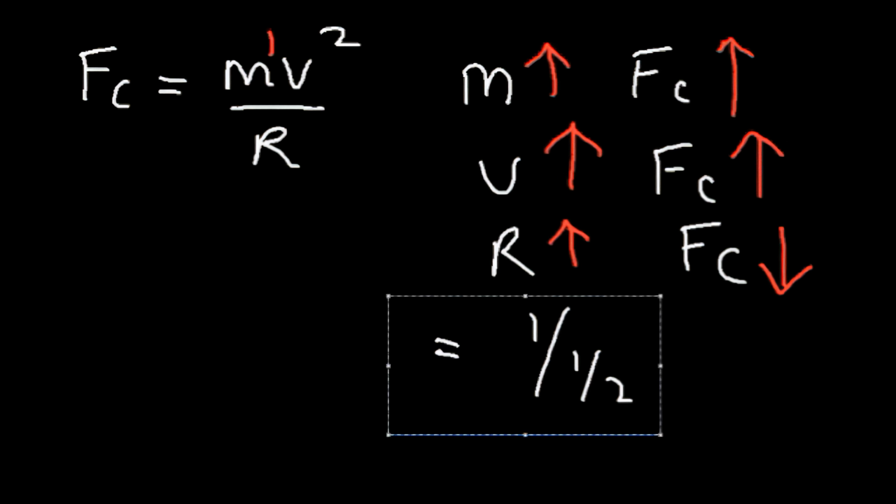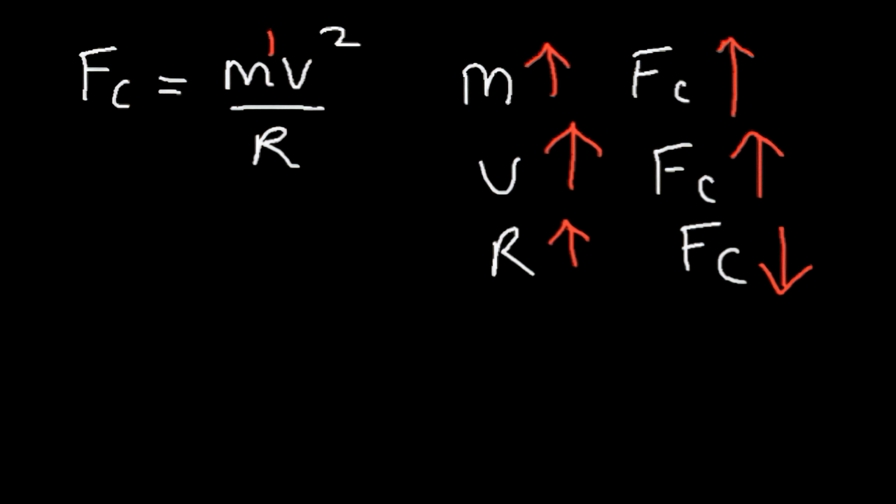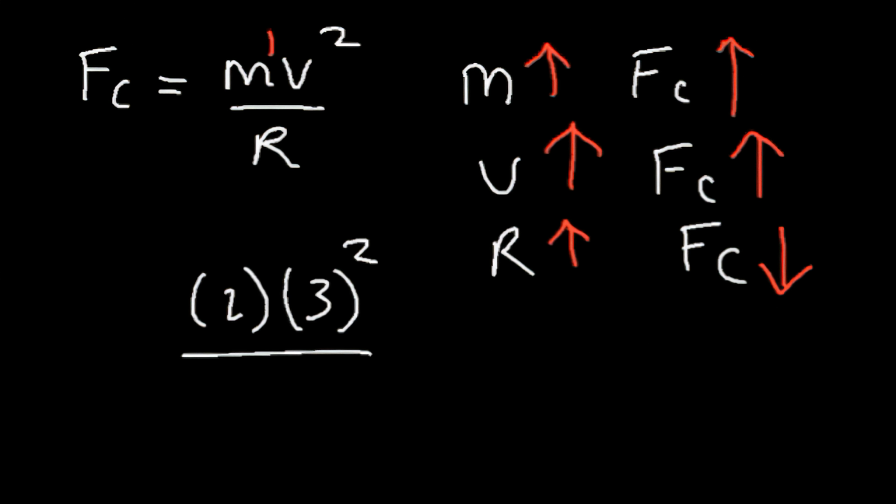Now what if we double the mass, triple the speed, and decrease the radius by a factor of 4? What's going to happen to the centripetal force? Let's plug in 2 for m, 3 for v, and 1/4 for r, since we decreased the radius by a factor of 4. So it's 1/4 of its original value.